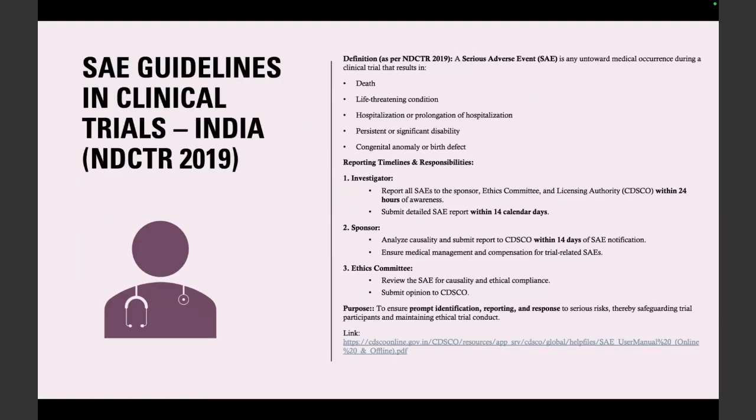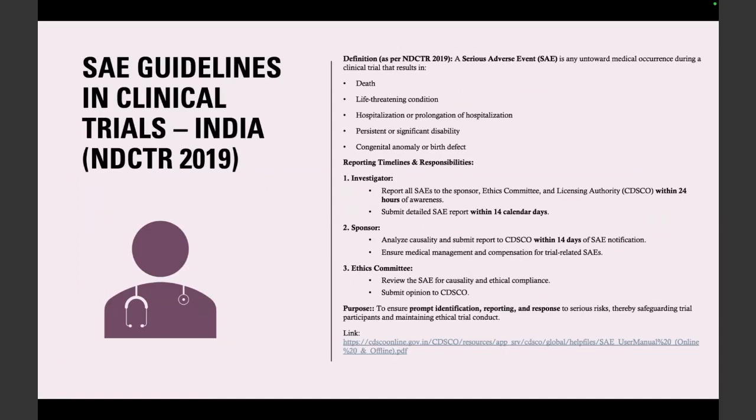So there are a few timelines and responsibilities. The investigator's responsibility: if any SAE happened in the hospital, for example today at 12 a.m. an SAE happened, then within 24 hours the investigator has to report the SAE to the sponsor, ethics committee, and the CDSCO. There is one form in the NDCT guideline, the Table 5 form. They have to fill that form and submit it to the sponsor, ethics committee, and CDSCO team within 24 hours of awareness.